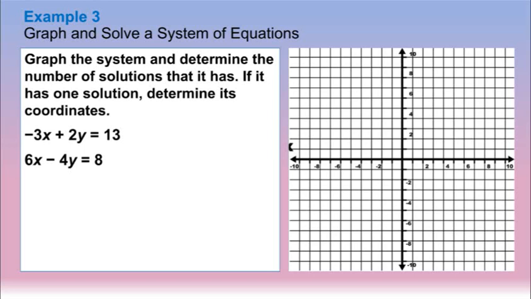Let's graph this and solve the system of equations here. Then we're going to put in y equals mx plus b. So this one, to rewrite this, would be y equals, I had to add 3x and then divide by 2, so that would be 3/2 x plus 13 divided by 2 would be 13/2. You can think of this as 1.5 and 6.5.